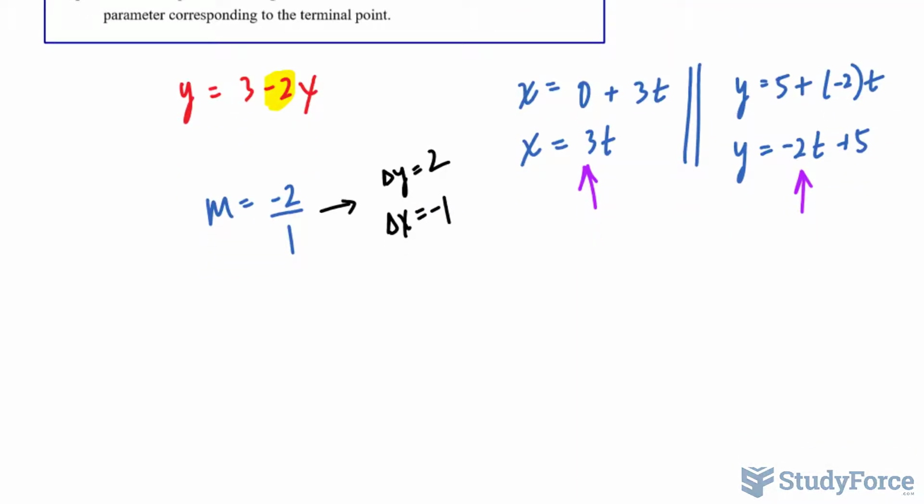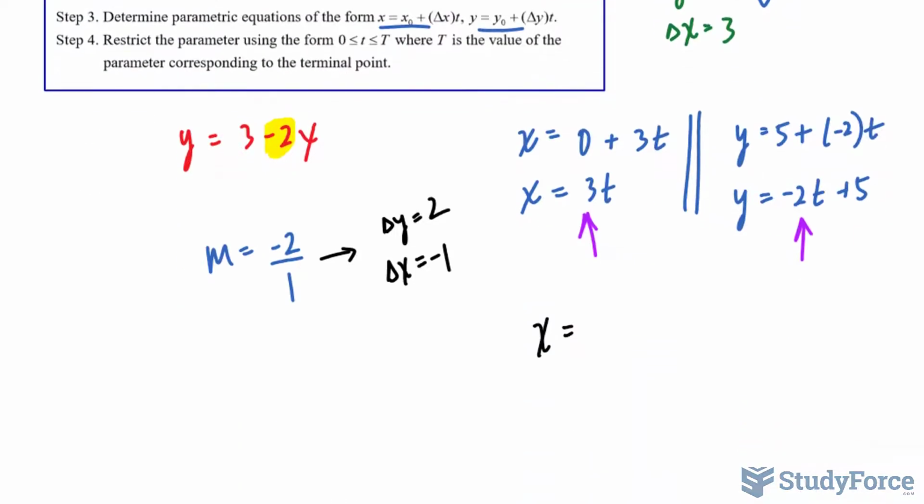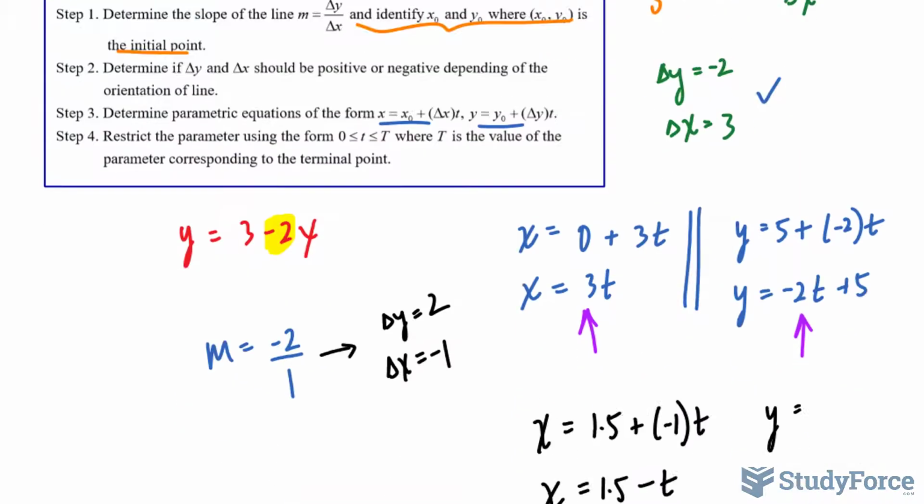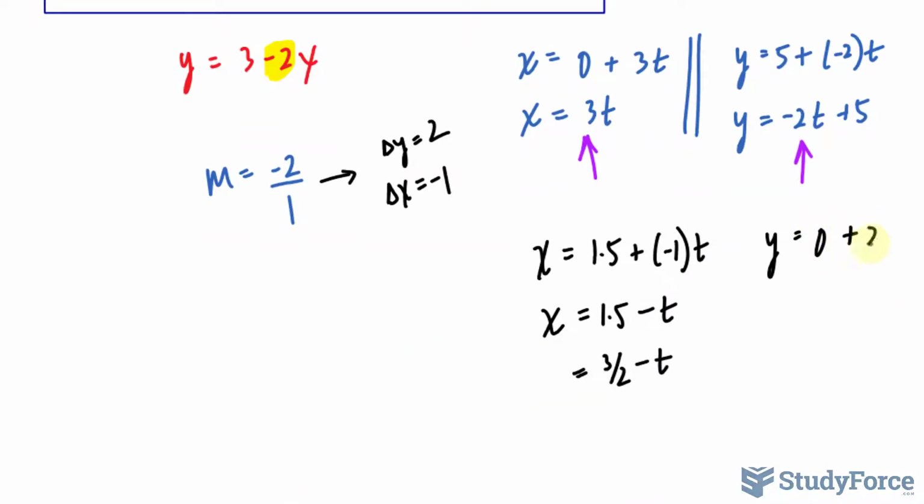Okay, given what we now learned, we can create those equations like we did in question 1. We have x is equal to, our initial point was 1.5, so 1.5 plus negative 1t, and this simplifies to x is equal to 1.5 minus t, or 3 over 2 minus t. And the other equation is y is equal to, we had 0 plus 2t. So y is equal to 2t. These two equations are the parametric equations that represent the original rectangular equation.